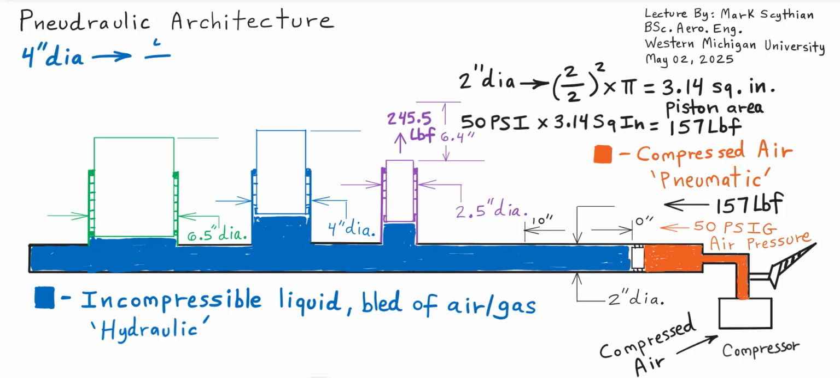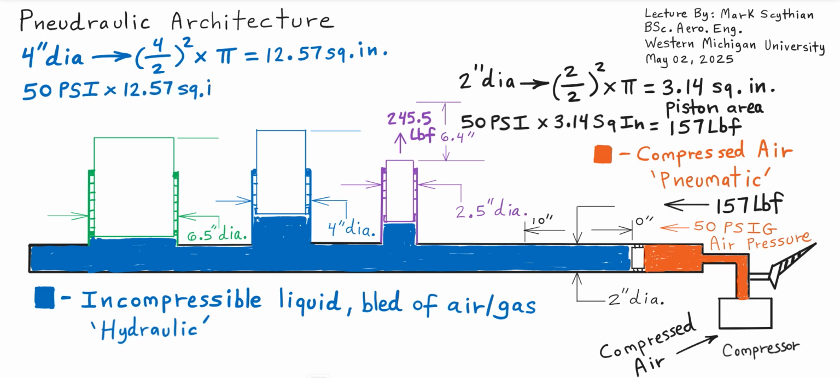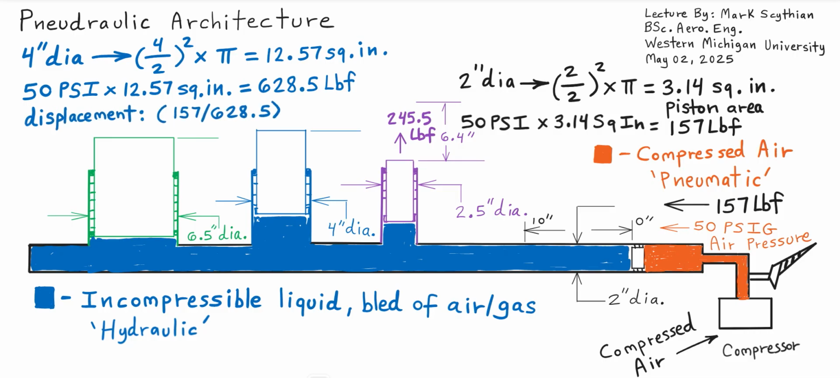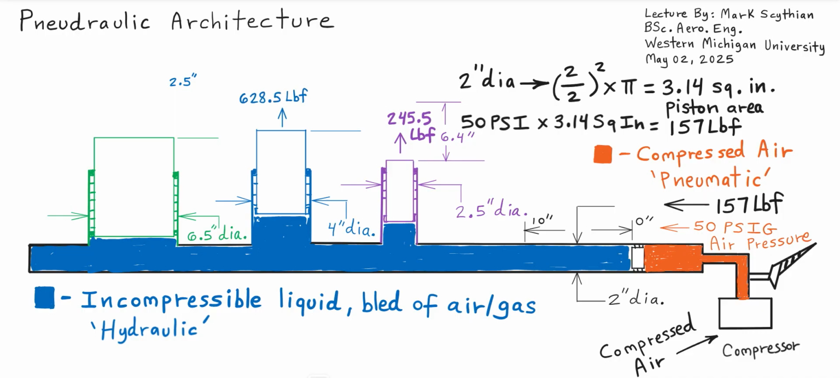So we repeat the process for the blue piston, the 4 inch diameter divided by 2 squared times pi. So the blue piston has a piston area of 12.57 square inches times 50 psi. So that's 628.5 pounds of force, and then its displacement is 157 divided into 628.5 times 10 inches, so it's 2.5 inches. So we write that in there.